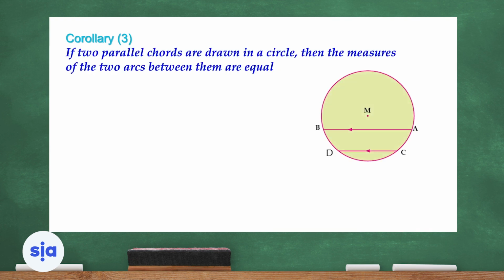If two parallel chords are drawn in a circle, then the measures of the two arcs between them are equal. As you can see in this circle, AB is a chord and CD is another chord. These two chords are parallel to each other. Then the measure of arc AC is equal to the measure of arc BD.